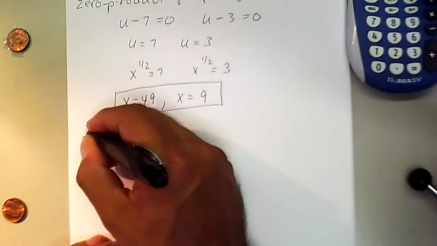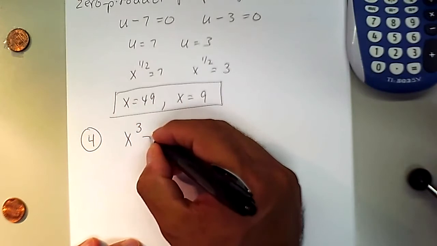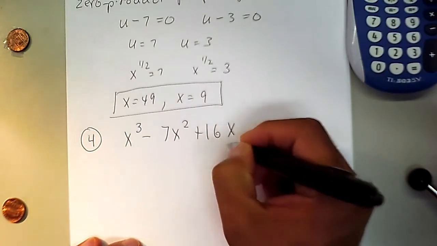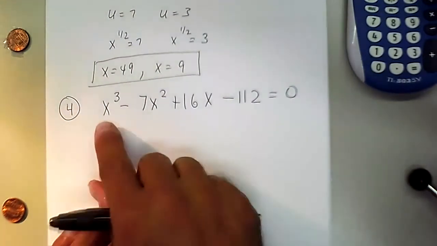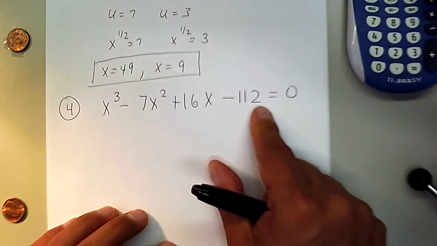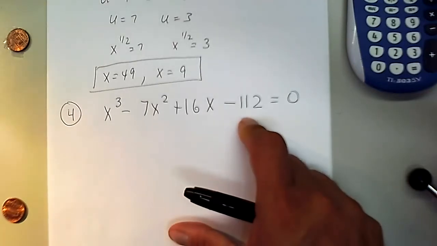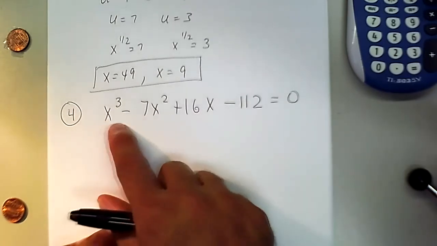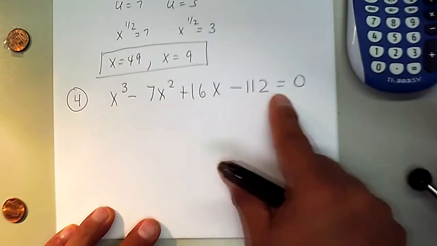Example 4. X cubed minus 7x squared plus 16x minus 112 equal to 0. Okay, this has 4 terms. It looks like we should factor it out by grouping, because it doesn't have 3 terms. That doesn't mean that it cannot be factored if you have 3 terms, but this is kind of a giveaway. If you have 4 terms, not all the time, but it is likely that we can factor by grouping.